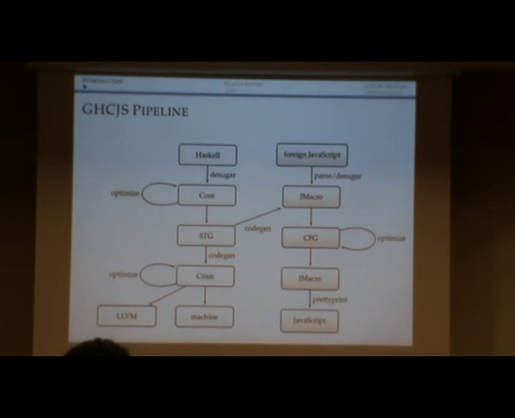Normal GHC translates STG to CMM, where it has its own optimizer with all kinds of fun optimizations. But CMM is really a low-level language that cannot express all the JavaScript object-oriented and other features. So we don't use that for GHCJS. We have our own language based on JMacro, which is a somewhat simplified JavaScript AST.